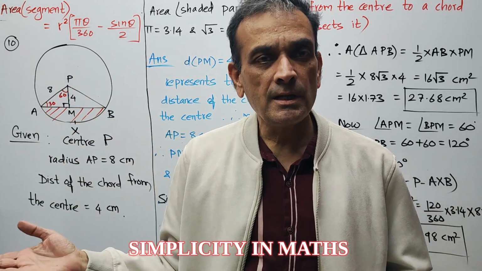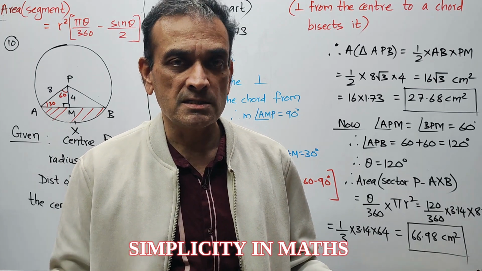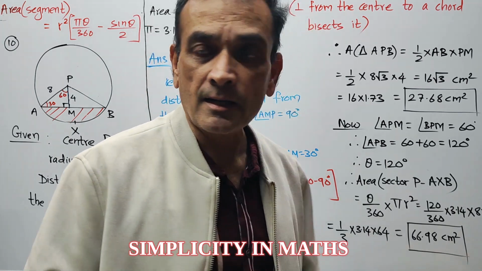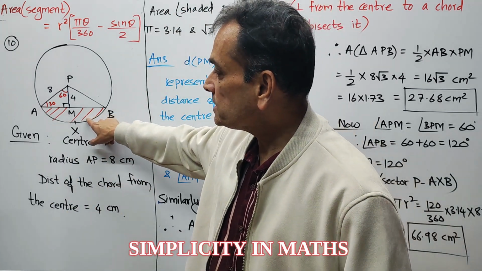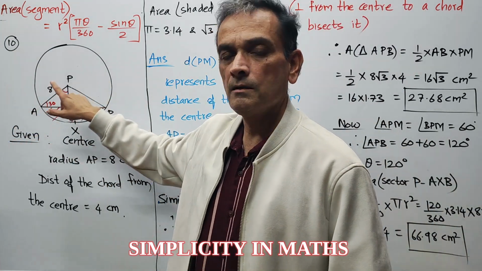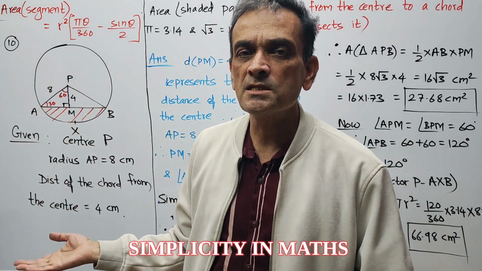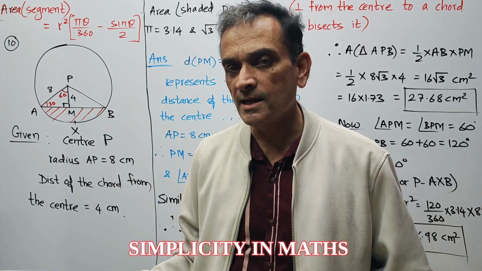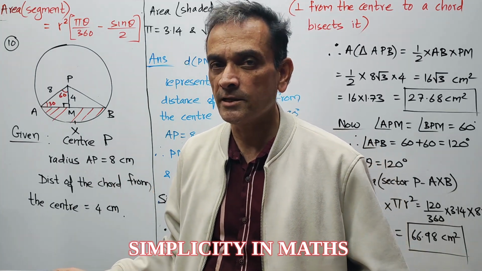Last step, simple. I will leave it to you to check the answer. What is the last step? Area of shaded part is equal to area of sector minus area of triangle. We have both the answers. Just substitute and get the final answer. And you can check the answer later on.